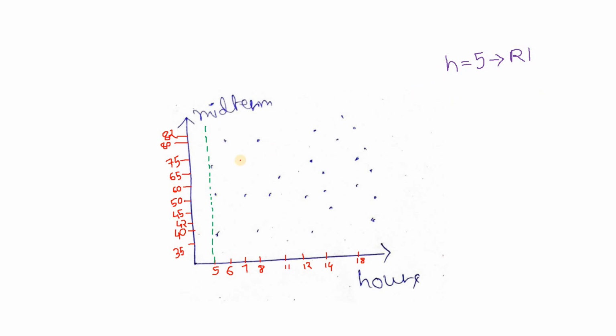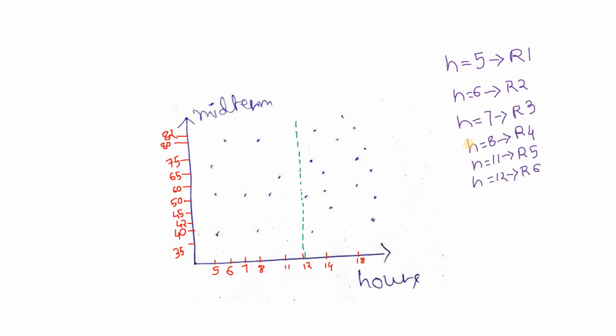Then it will not conclude that we will split based on hours equal to 5, with greater than 5 in one part and less than 5 in another. It will not take a decision like that. It will go through all possible combinations. For 6 also it will calculate the error the same way. Suppose we get R2, and likewise for 7, 8, 11, 12, 14, 18. So for all possible values of hours it calculates the residual, or sum of squared error, with respect to the mean. Now this is only for one feature.